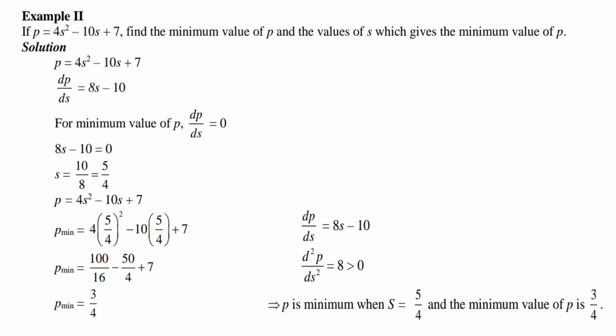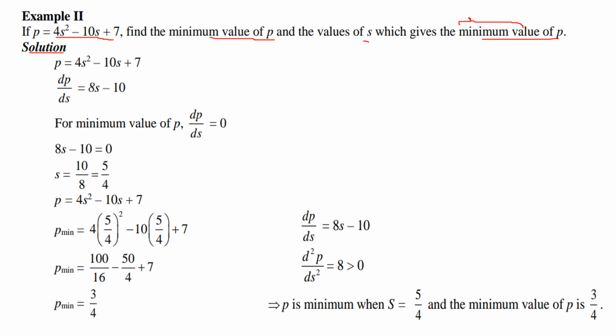Next example. Here we have p equal to 4s squared minus 10s plus 7. Now we are asked to find the minimum value of p and the value of s which gives the minimum value of p. So notice the condition that they're using, a condition of what we call minimum. So here, first of all, we are going to say solution.